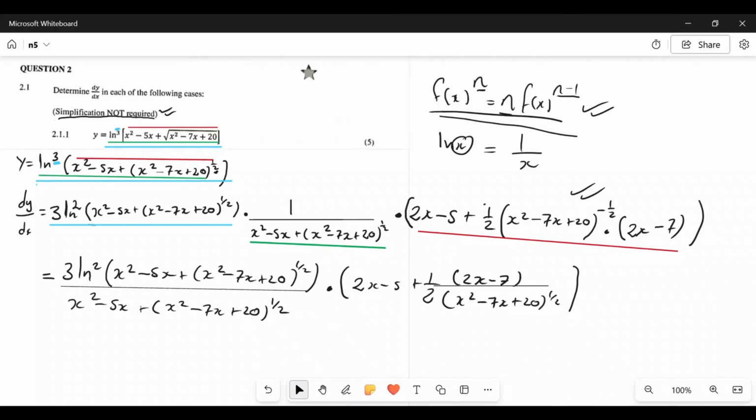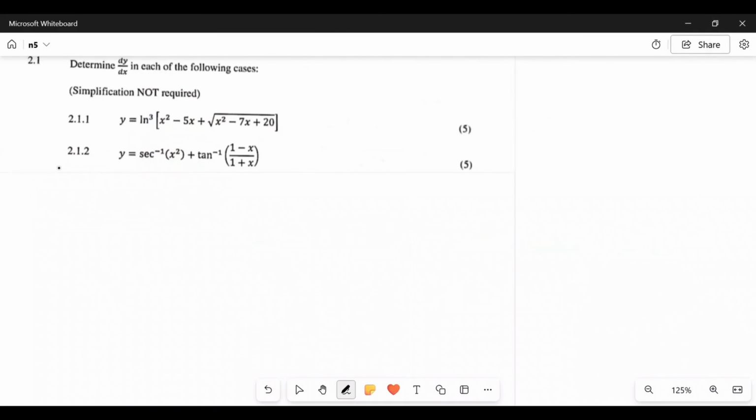All right, people, we are done with this question 2.1.1. Let's go into question 2.1.2. All right, here is our 2.1.2. Now, they want us to differentiate this expression that you see here.